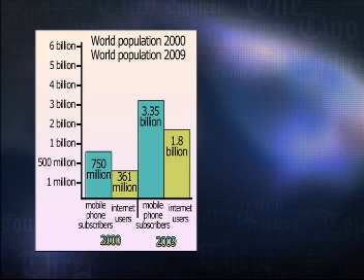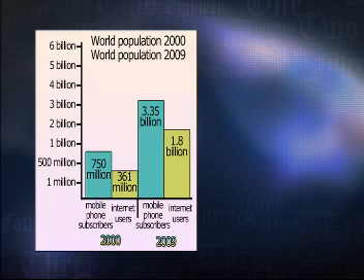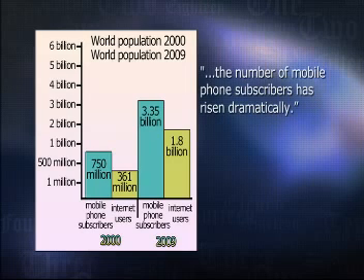This bar graph shows the change in mobile phone and internet usage between the year 2000 and 2009. We can see that there are many differences between the two sets of data. So let us describe the information we are presented with. In the year 2000, the number of mobile phone subscribers was slightly higher than the number of internet users. In the 9 years after, the number of mobile phone subscribers has risen dramatically.